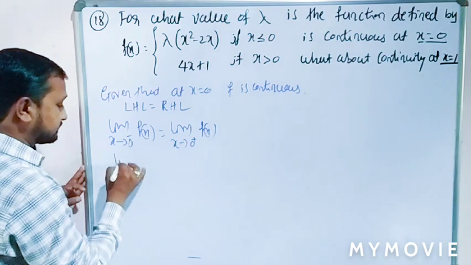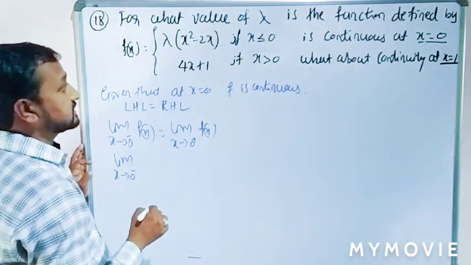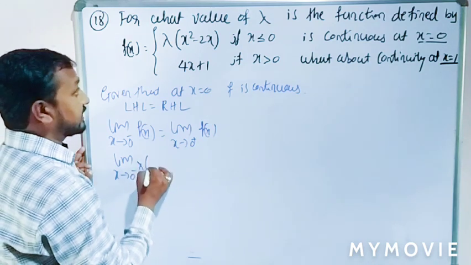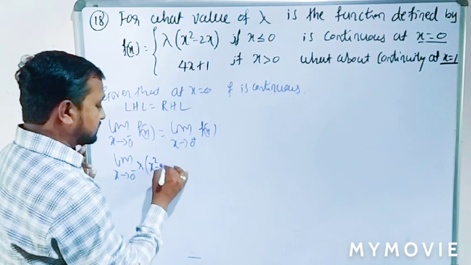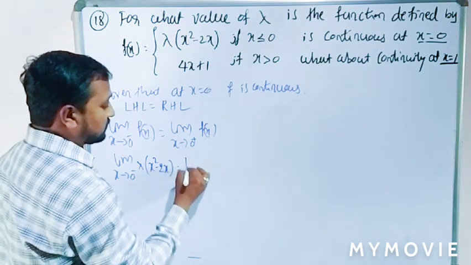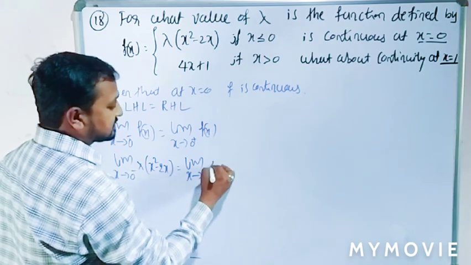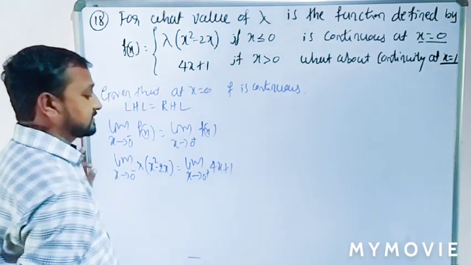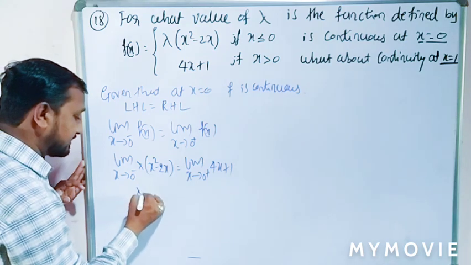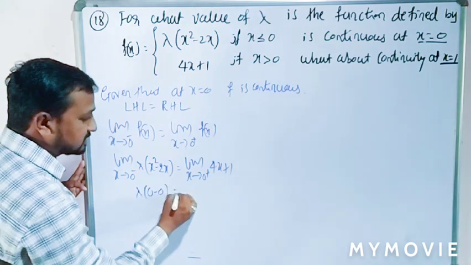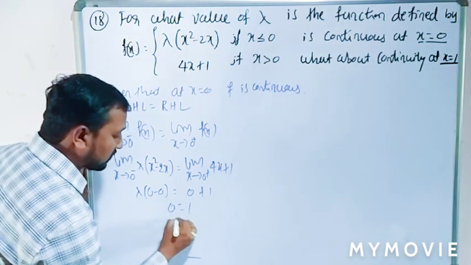So limit of x tends to 0 minus, what is your f of x? f of x is lambda in the bracket x square minus 2x. That is equal to limit of x tends to 0 plus, what is your f of x? 4x plus 1. Here x tends to 0 is nothing but lambda in the bracket 0 minus 0, that is equal to 0 plus 1. Here 0 equal to 1.